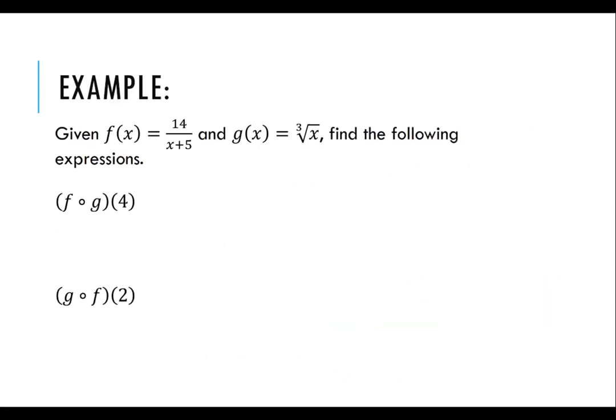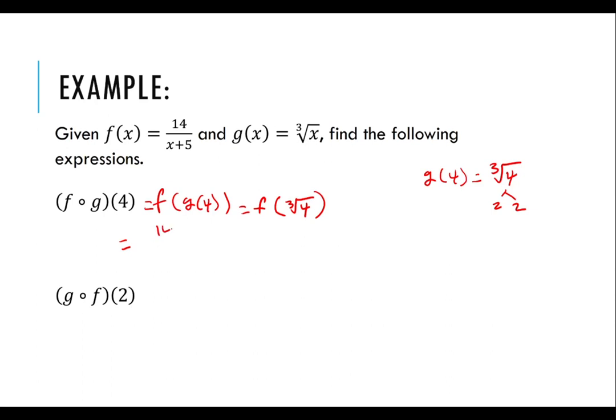So now we have new functions f and g. We want to find f of g of 4. So let's find g of 4. g of 4 is the cube root of 4. But since 4 is 2 times 2, there's no simplifications that are going to occur, and so it's the cube root of 4. And so that is f of cube root of 4, which is 14 divided by cube root of 4 plus 5. We could rationalize the denominator, but I'm just going to leave this as is.